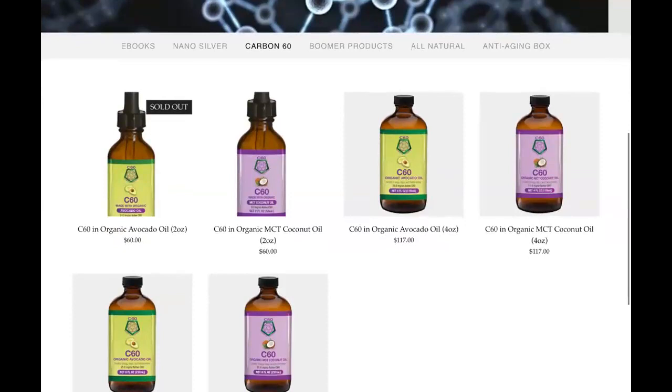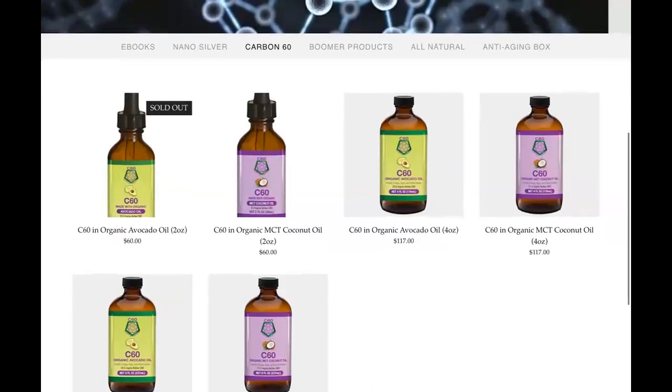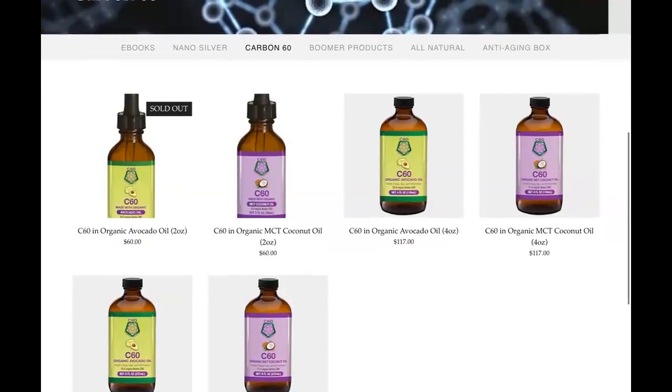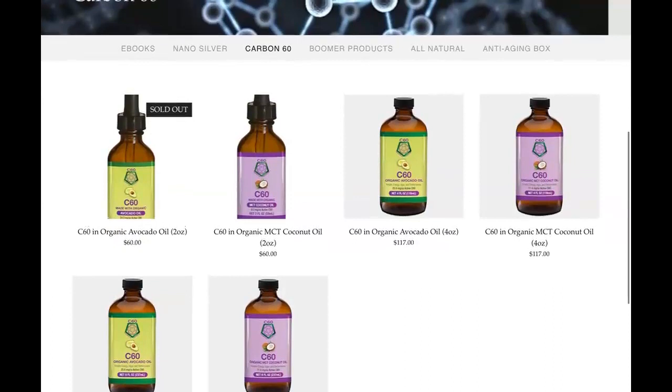It's in coconut or avocado oil. But this compound just soaks up those reactive oxygen species. And when you do that, you're reducing the cellular stress because it's soaking up those charged oxygens. When you're doing that, this is going to increase the mitochondrial health of the cell, and you will have more energy because the cell is producing ATP.